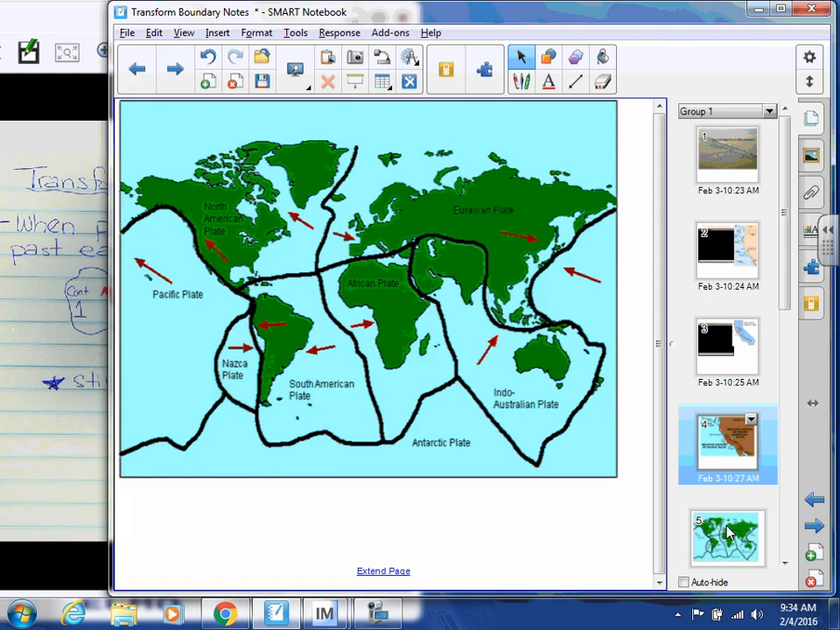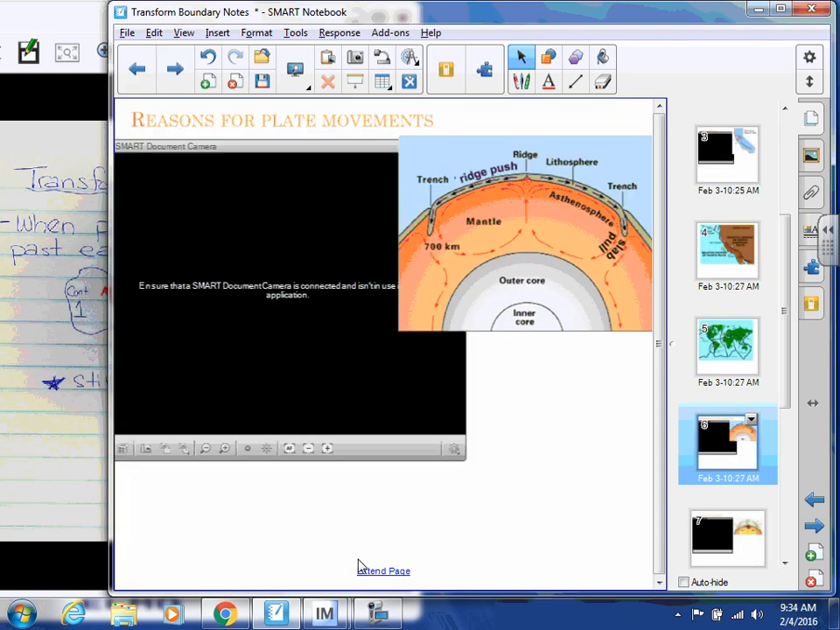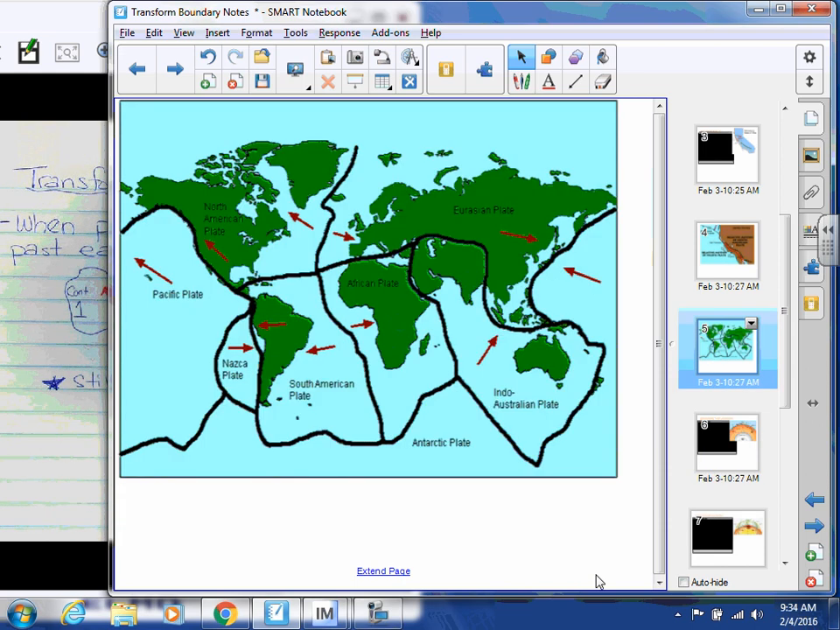All right, what's happening in this picture? Raise your hand and tell me some things that are happening in this picture. Be specific, like name the area that you're looking at, because the continents are labeled. Well, I'm looking at the Pacific plate and the Nazca plate. They're breaking apart. They moved apart, so what type of boundary is that? Divergent. Divergent boundary, okay.